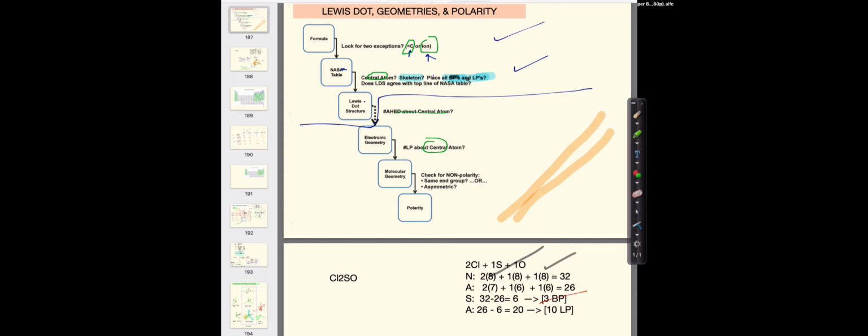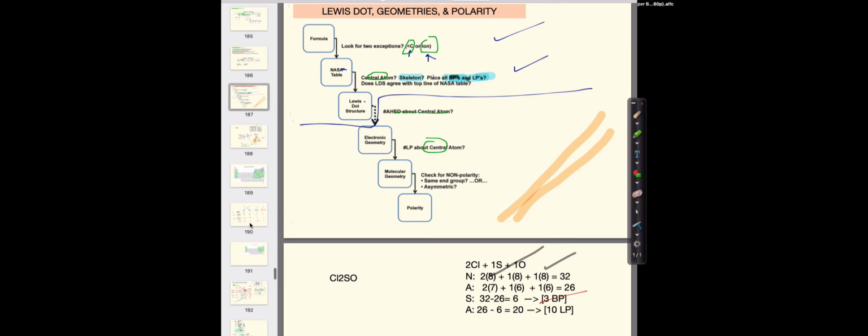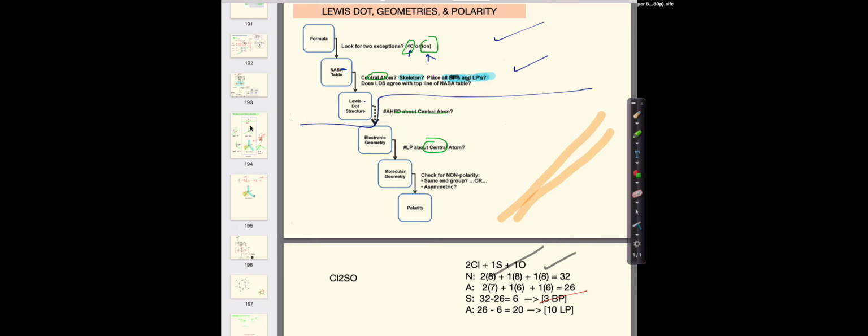So, kind of in summary, you should be able to go from a formula all the way down to a molecular geometry, and you might want to refer back until it gets solidified in your brain, each of the steps that you need to go through and each of the warnings or tripwires that you need to pay attention to as you move from one step to the other.